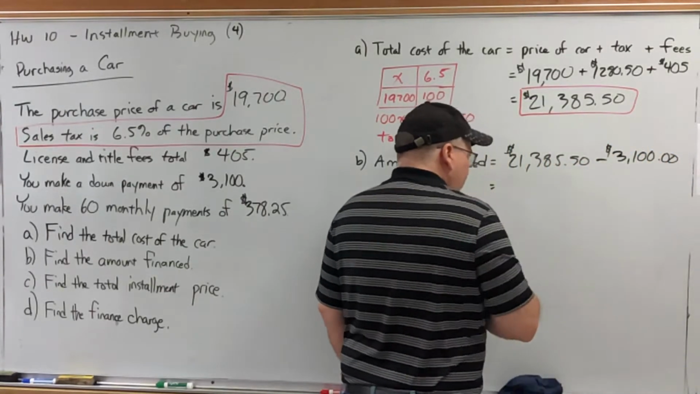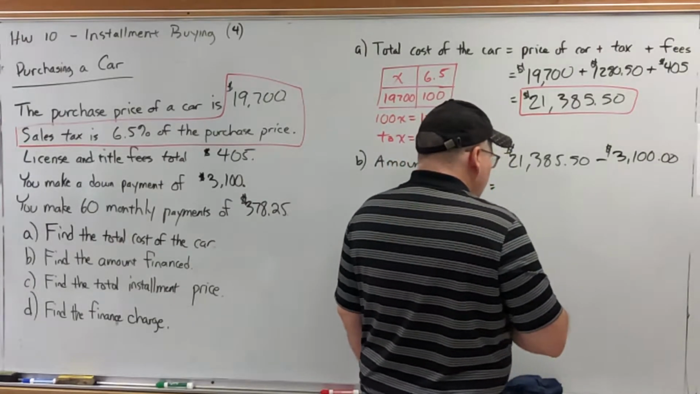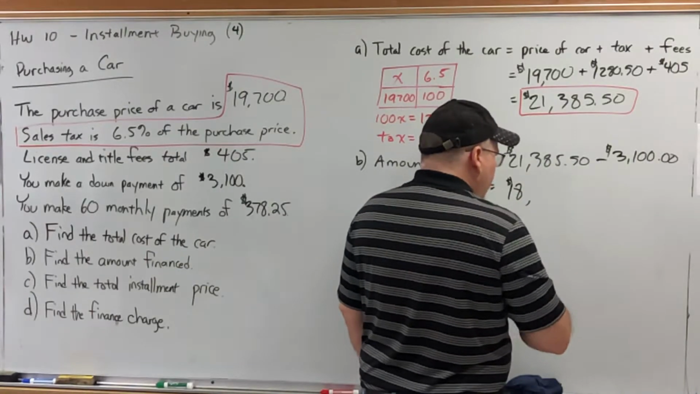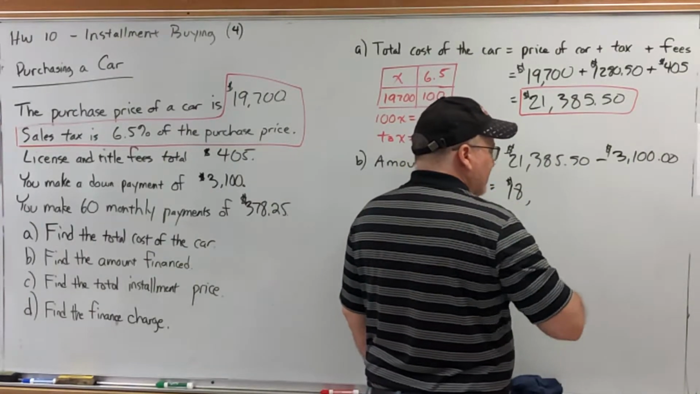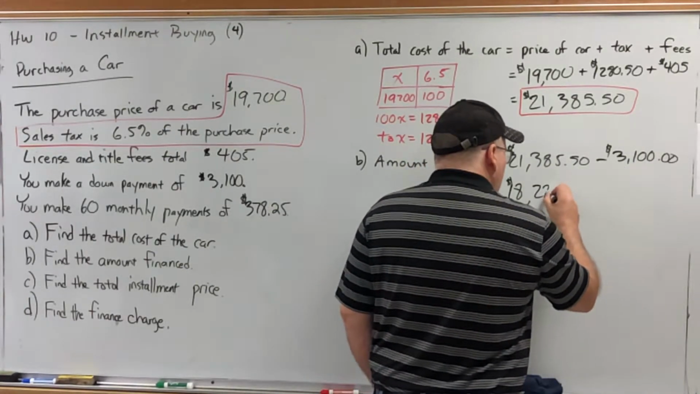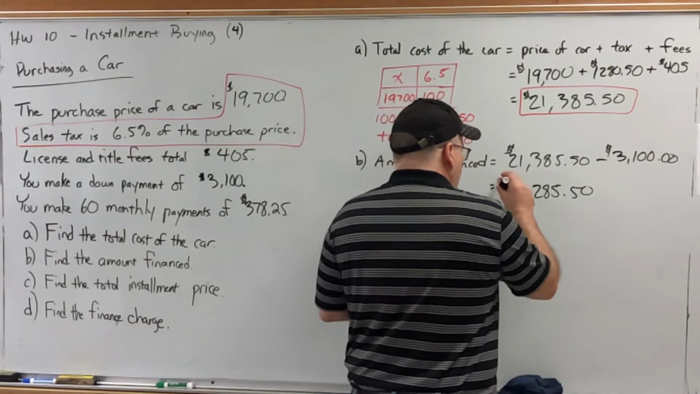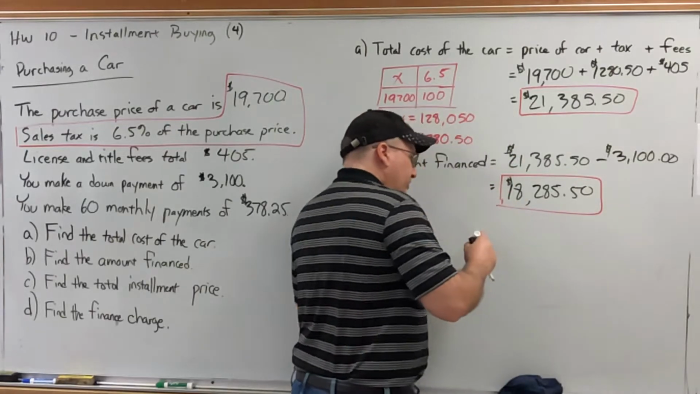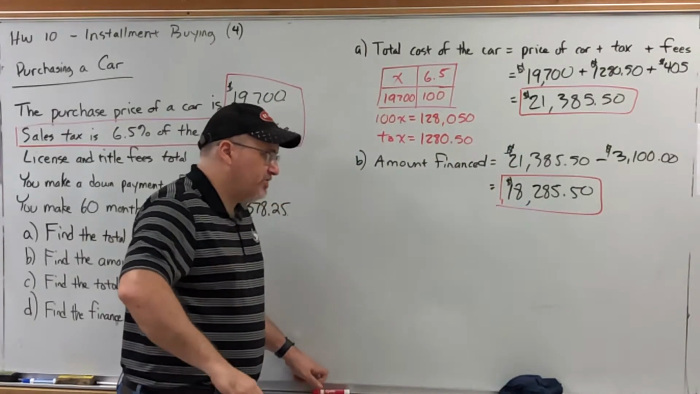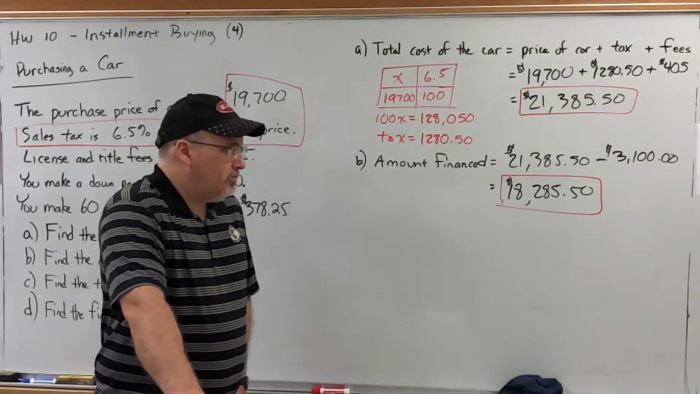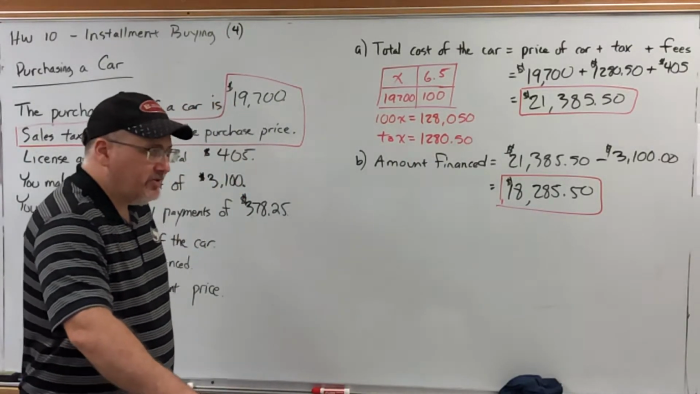I don't think I need a calculator for this one. 21,000 minus 3,000 is 18,000. And then $385.50 minus 100 is $285.50. So I still owe the person or business that I'm buying this car from $18,285.50.